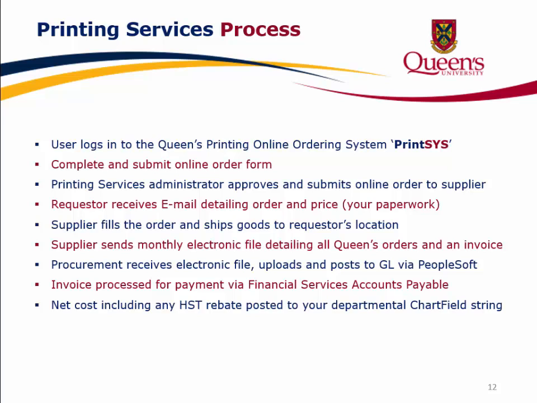The Procurement Service Office will receive an electronic file, upload and post the file to the GL by way of PeopleSoft, and the invoice is processed for payment by way of Financial Services Accounts Payable. The net cost, including any HST rebate, will be posted to your departmental chart field string.